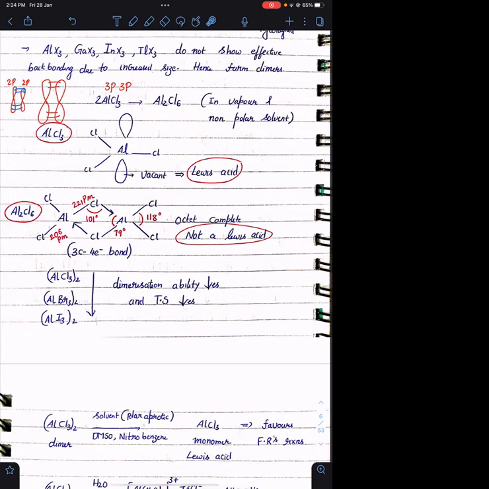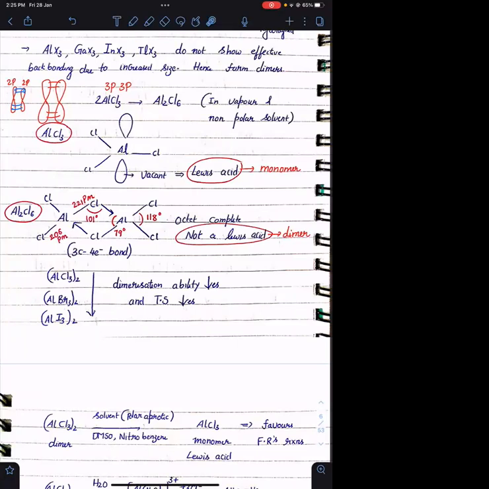In dimer form Al2Cl6 or in dimer form of AlCl3, it is not a Lewis acid. Only the monomer form is Lewis acid. If it is a Lewis acid, it will be a monomer. Dimer form जो है Al2Cl6, it cannot act as Lewis acid. What is the reason for that? Because the octet is getting completed.